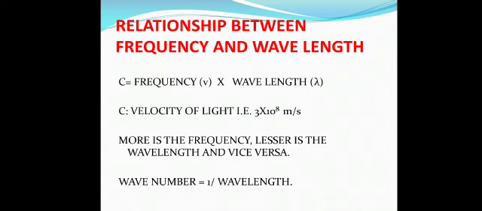One more term is there, wave number. Wave number is always equal to 1 by wavelength, that is 1/λ, or you can say wave number is inversely proportional to wavelength.